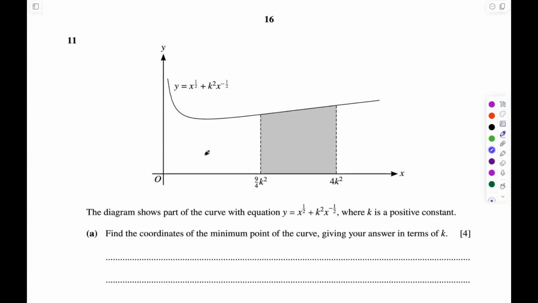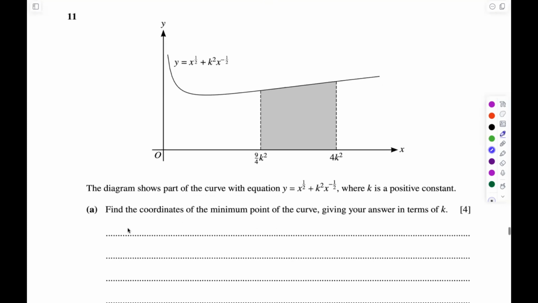In question 11, the diagram shows part of the curve with the equation y equals x^(1/2) plus k squared x^(-1/2), where k is a positive constant. In part A, we have to find the coordinates of the minimum point of the curve, giving our answer in terms of k. Now, to find the coordinates of the minimum point, we know that dy/dx will be equal to 0.